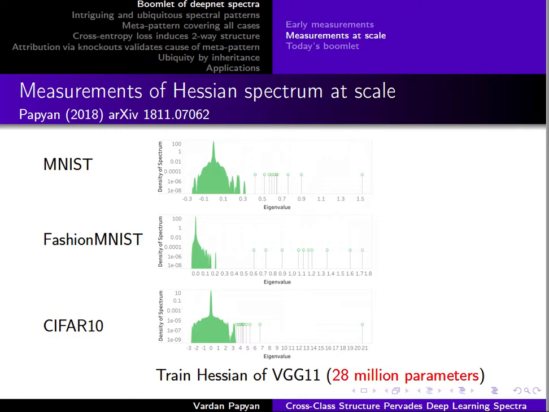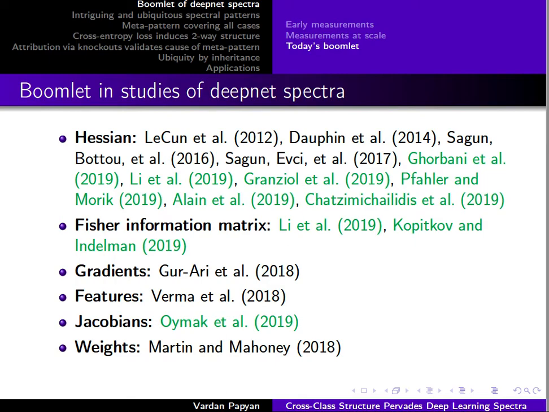Now, as a result of this new ability to measure eigenvalues of very large neural nets, there was a boomlet in the study of deep net spectra. And I'm showing you here, to be honest, a partial list of all the different papers that made measurements. First, they made measurements of the Hessian, and later they started measuring other quantities, including the Fisher, the gradients, and so on. Now, I'm coloring here in red, in green, all the papers which have made measurements in the last year only. So you can see how trendy this is.